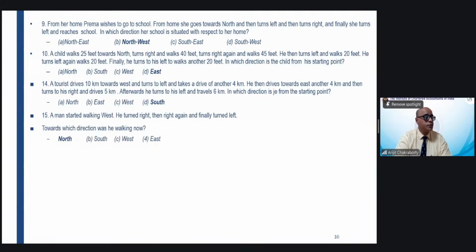Now 15th question, man starts walking west. Let's go, he is walking towards the west. He turns right. West and then right means he is going north. Then right again. So now he is facing towards the east. And finally turning left. East and left means north. So question number 15 is easy, comparatively easy.